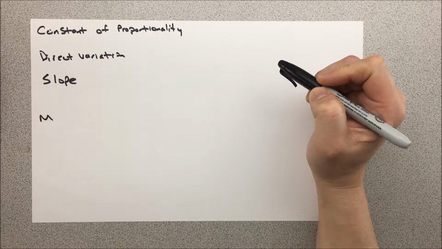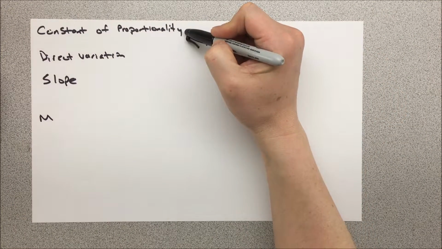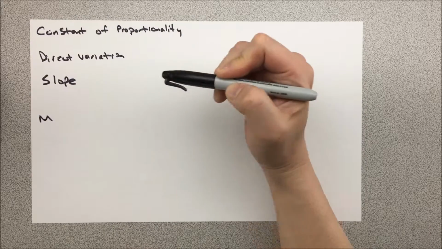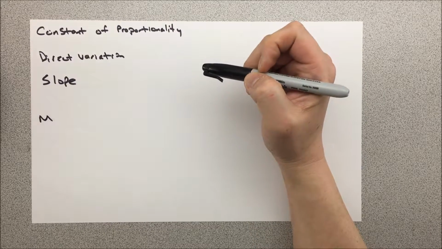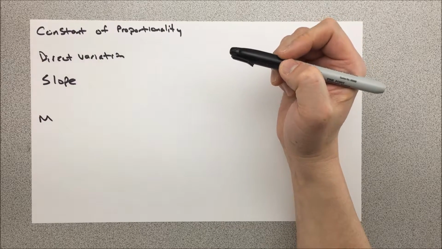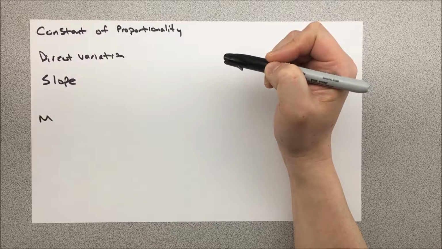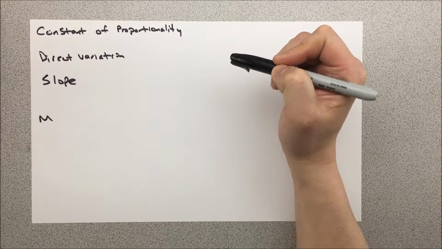Hello parents, today we're going to talk about constant of proportionality, direct variation, and slope. Basically the learning for today is that constant of proportionality or direct variation is slope, except that one of the points is (0, 0), or the line starts at the origin.